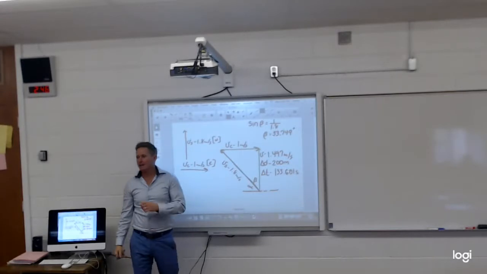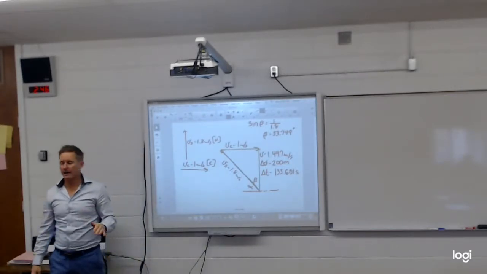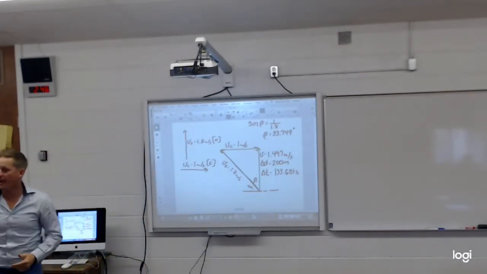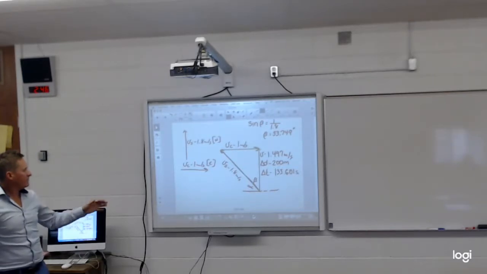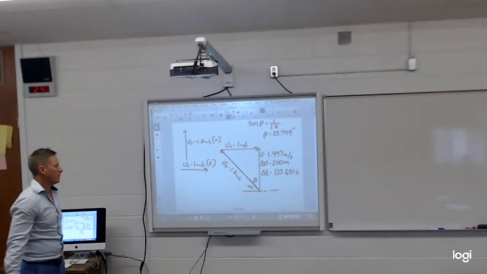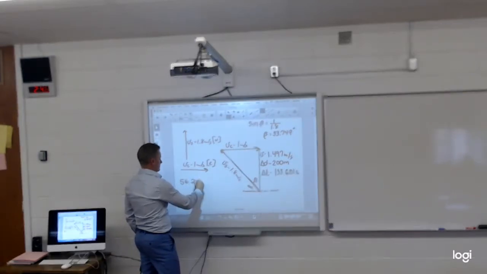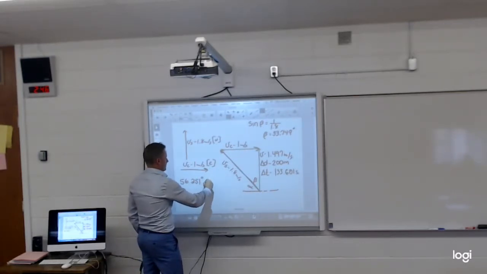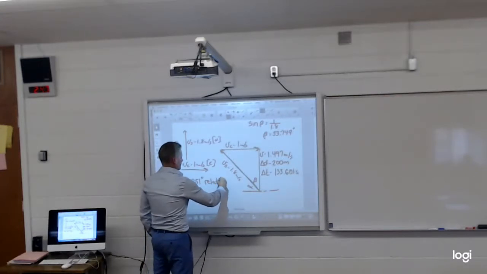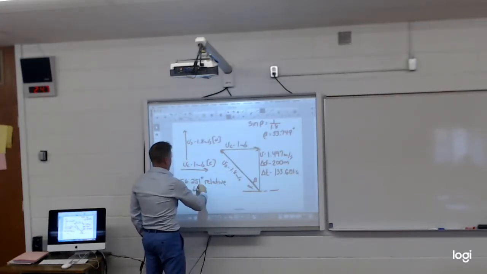But if it asks you, which it does in the book, it asks you to find it relative to the bank. So how do I put that in as relative to the bank? You flip, subtract it from 90. Right. So what would that be? 56.251 degrees relative to the bank.